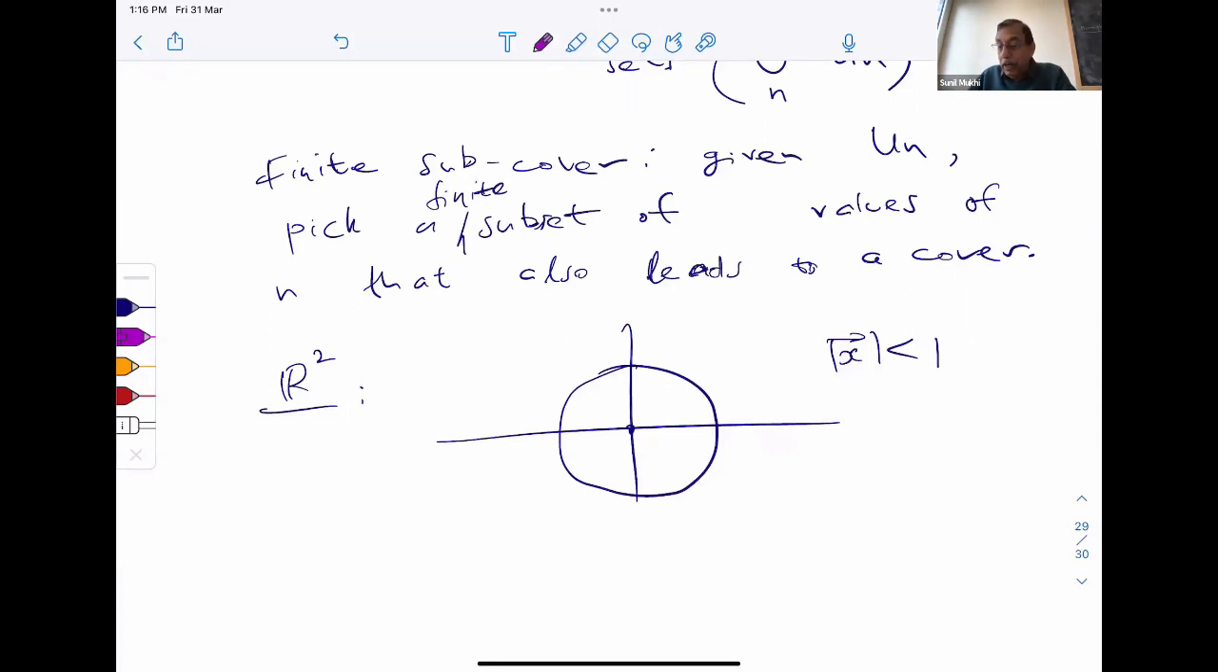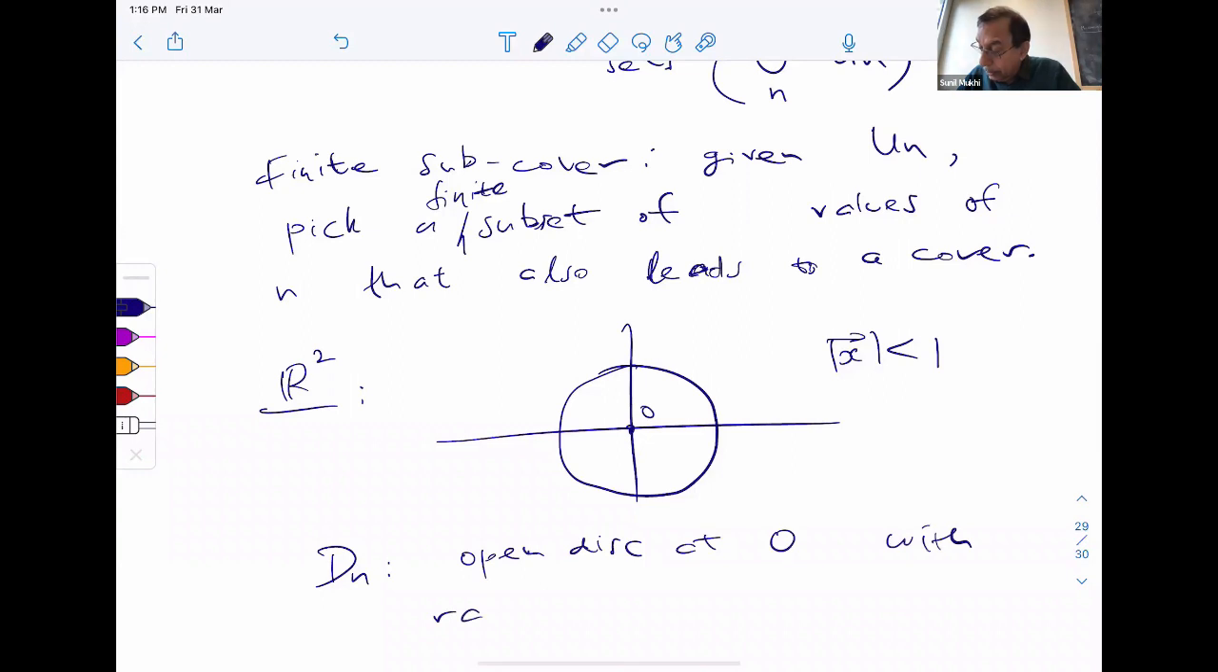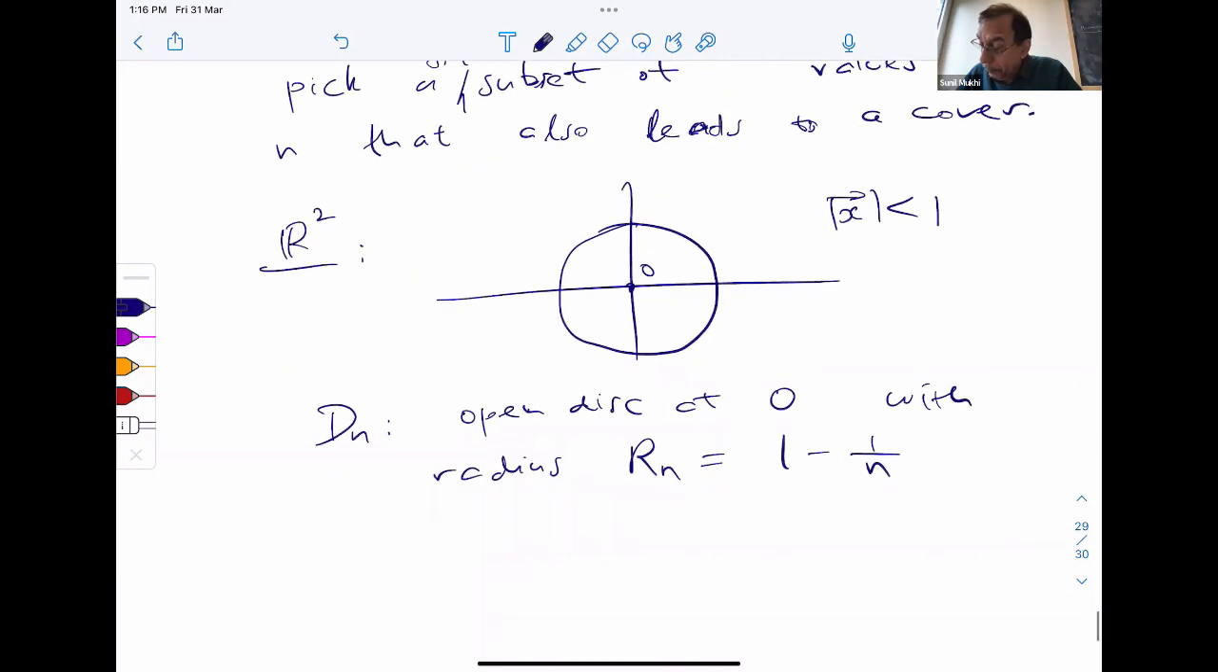Now, our friend who is specially qualified at providing difficult infinite covers provides the following set. This friend says, consider D_n, all open disks at the origin with radius R_n equals 1 minus 1 over n, for n equals 2, 3, all the way to infinity.